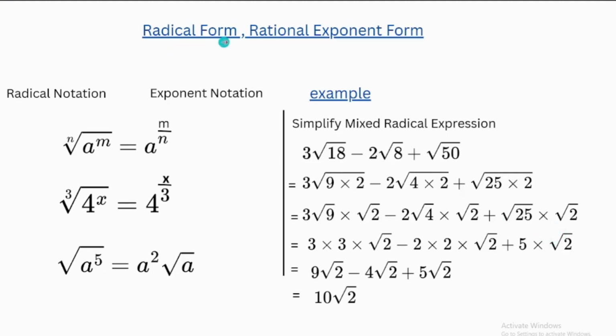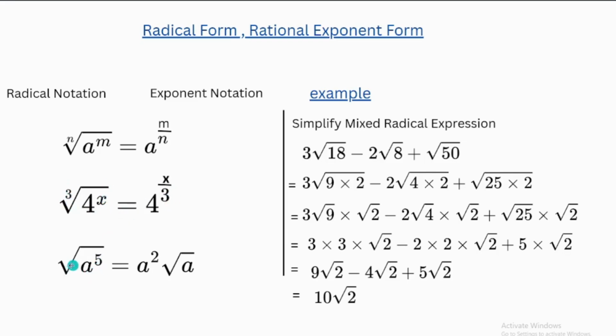We will see here the radical form and the rational exponent form. If we have a to the power m under the root with index n, a will take the power m over n. For any number with an exponent under the root, we divide the exponent over the index. So x to the 4 equals x over 3.